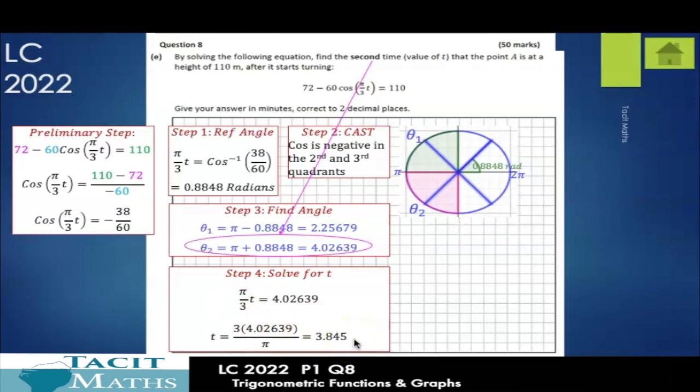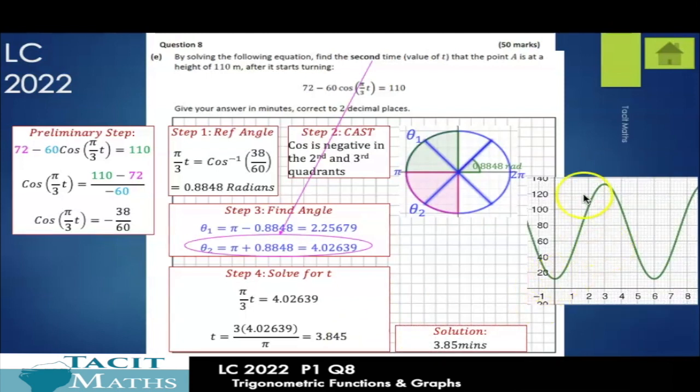Now let's look on the graph at what that actually looks like. If we look at our cosine function from the previous few questions, we want to know the second time that the value t is at a height of 110. So 110 is along here somewhere. The second time is clearly that time there, and that time is clearly 3.85, because that's what your answer actually looks like. Now, just bear with me there for another bit, because some people made a small mistake in this but still got a lot of marks.